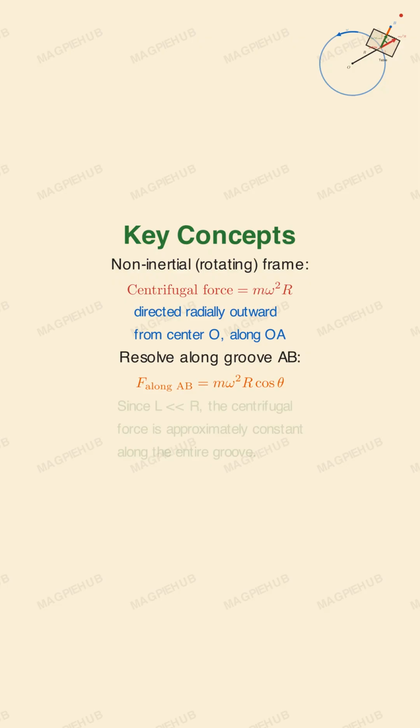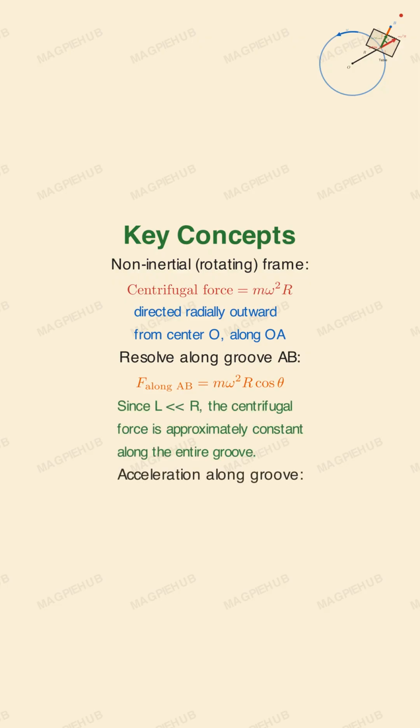Here is the crucial approximation. Since length L is much smaller than radius r, the position of the particle barely changes along the radial direction. So the centrifugal force remains approximately constant throughout the motion. This gives us a uniform acceleration along the groove, a equals omega squared r cos theta.